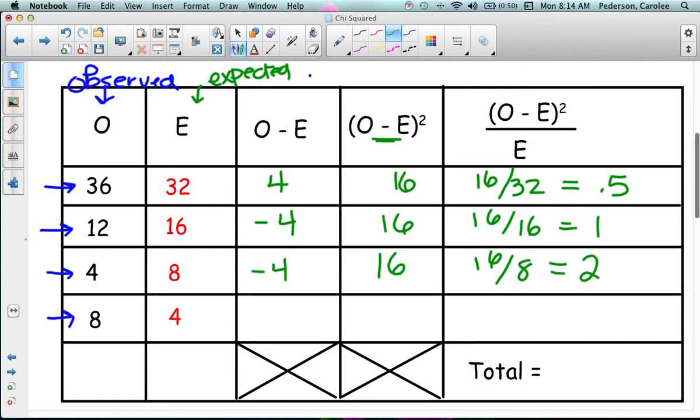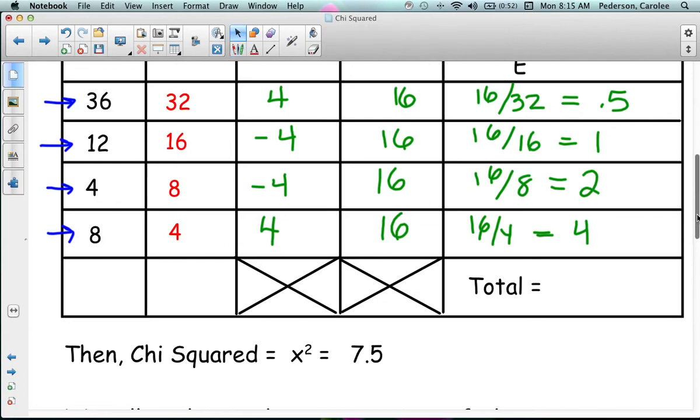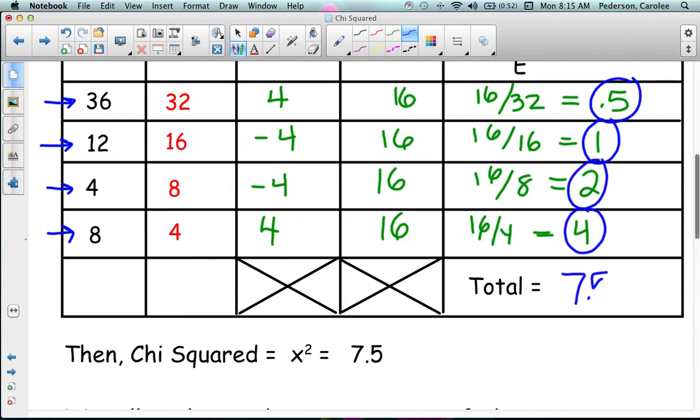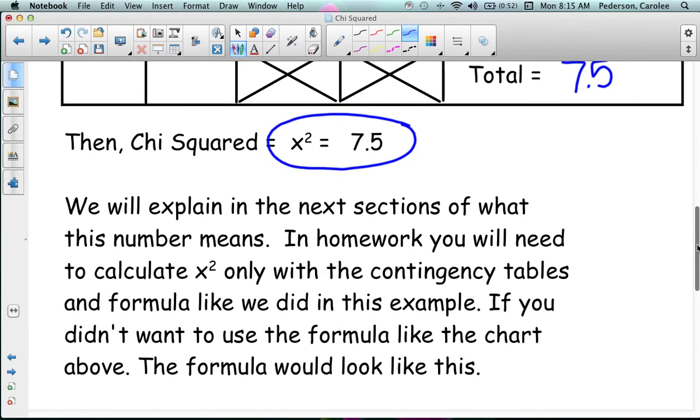Last one, 8 minus 4 is 4. Square it, you get 16. 16 over the expected of 4 is 4. And then you add up this last column, 0.5, 1, 2, and 4, and you get 7.5. This is what we call the chi-squared value, 7.5, which we're going to work on next. We will explain in the next section what this chi-squared value does. So I'm going to stop the recording.